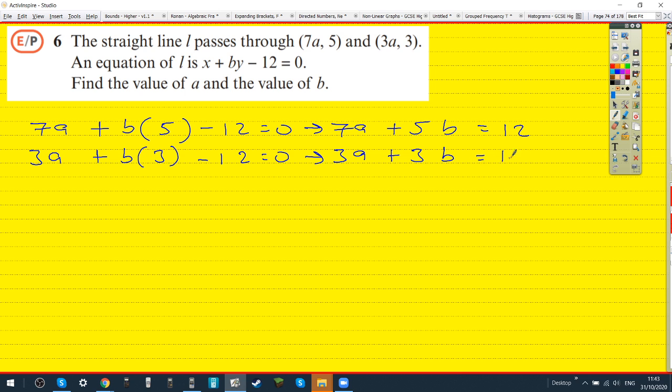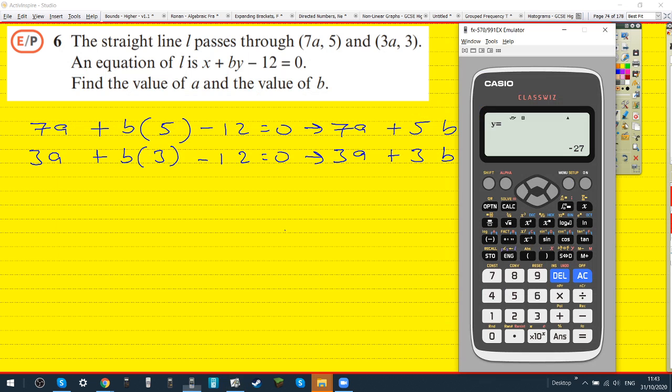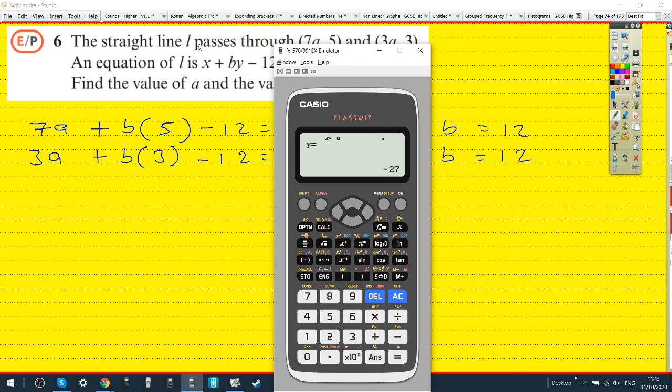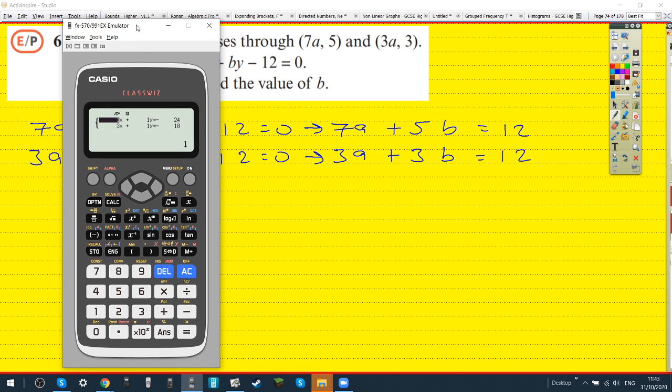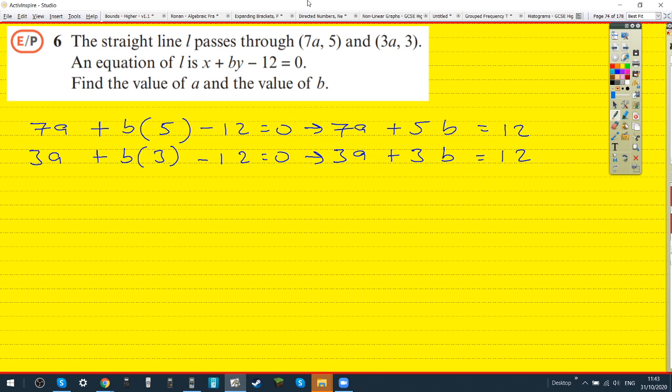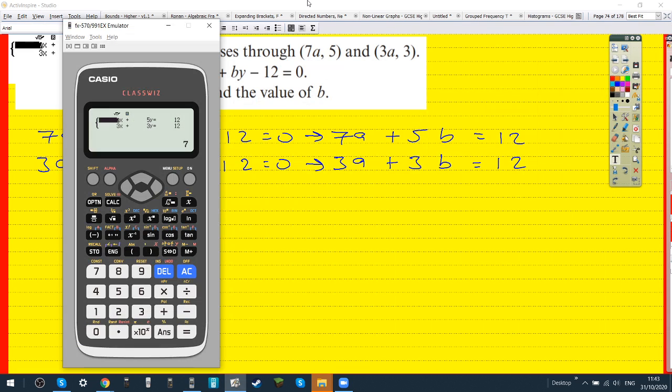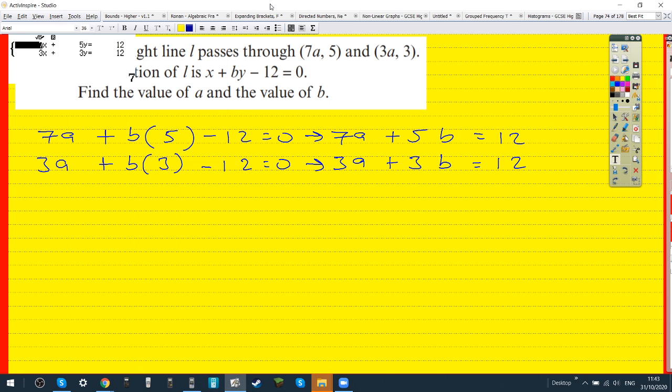So it'd be 7 plus 5 equals 12, and then 3 plus 3 equals 12. So x is minus 4, and y equals 8, so x equals 9, y equals 8. But in our case, a is minus 4, and b is 8. Yep. Great. Any questions there?